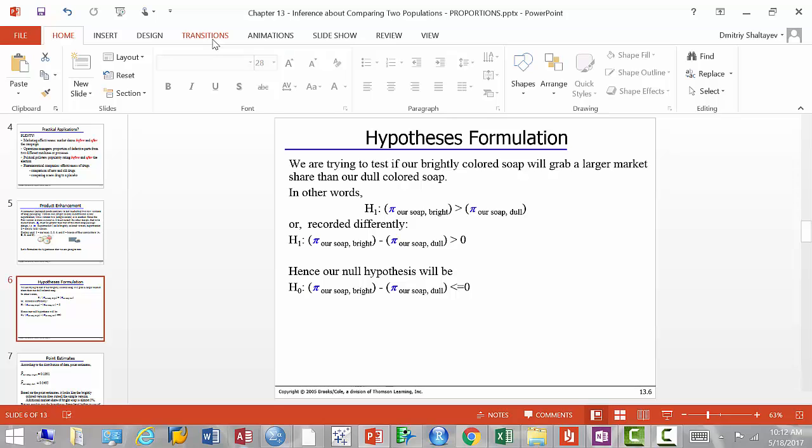We're looking at the higher proportion, right? That our soap in total sales represented a higher percentage. That means that we grab a higher market share. Okay? So let's take a look at the data.